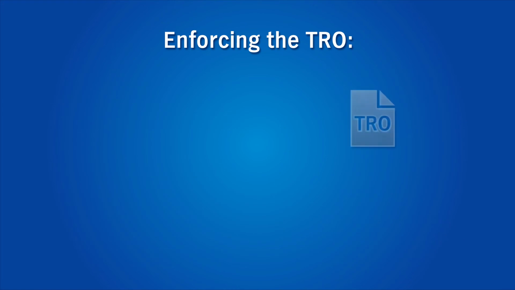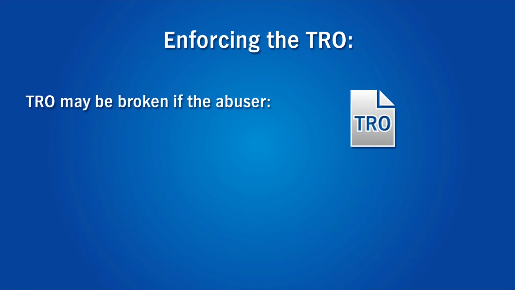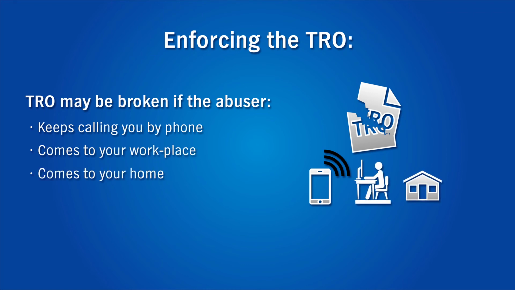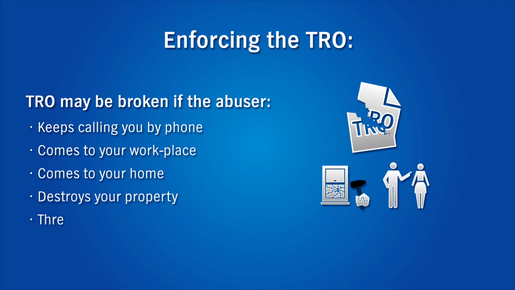Your abuser could be breaking the law and violating the TRO by calling you on the phone, coming to your workplace or home, destroying your property, or threatening to hurt you or others.